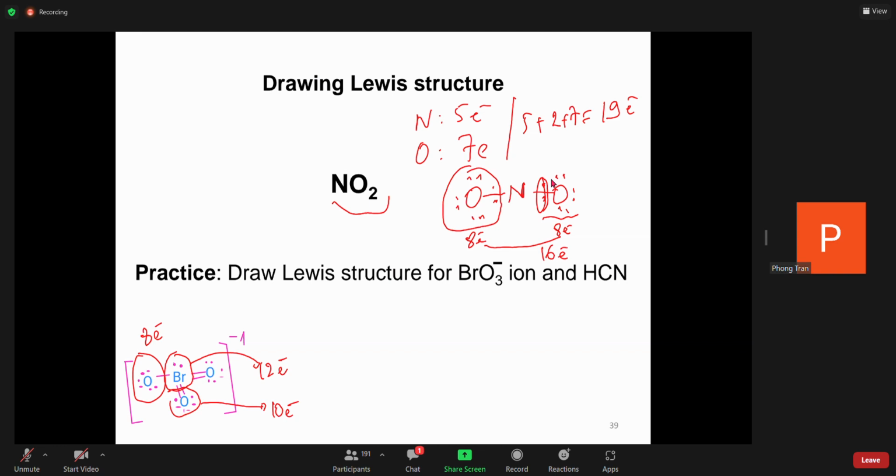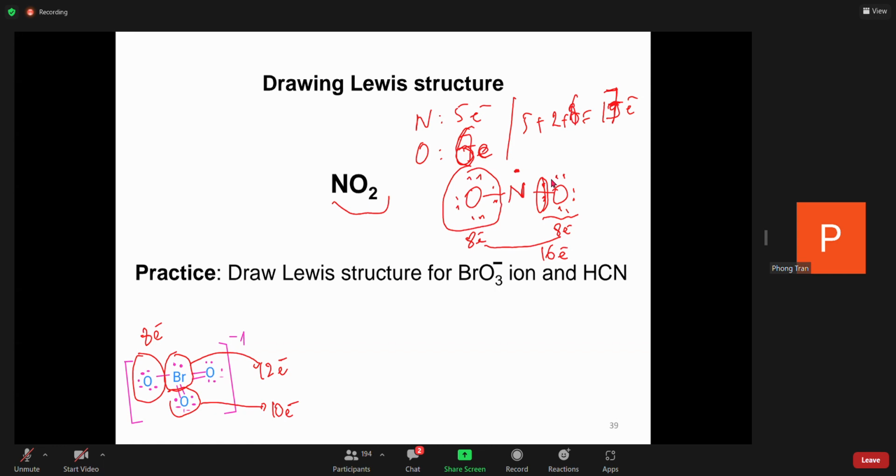Okay? Sorry, I made a terrible mistake. Oxygen has 6 electrons. Okay? So you have 17. Sorry for that. And then you have 16, so here you have 1 electron more, because in total you have 17. So you have 1 more on the nitrogen here.